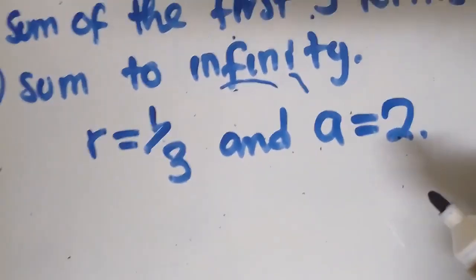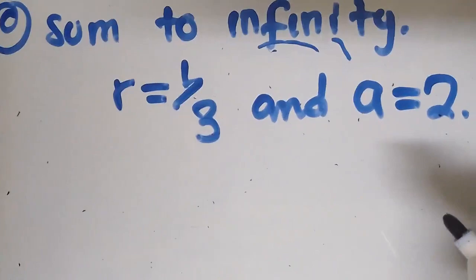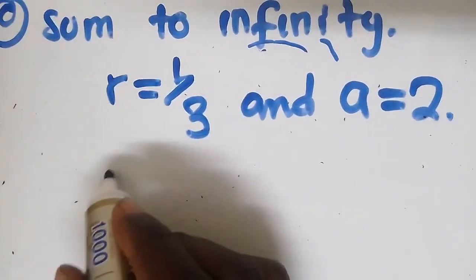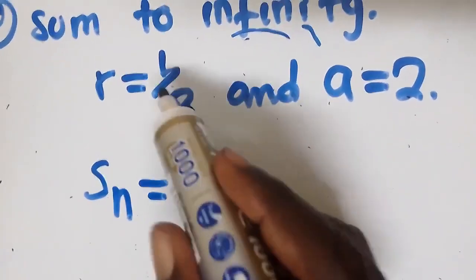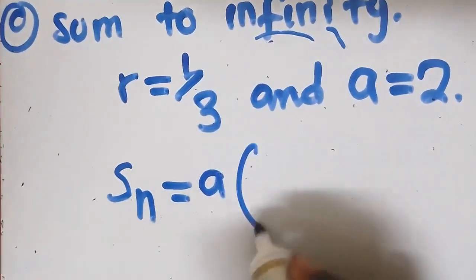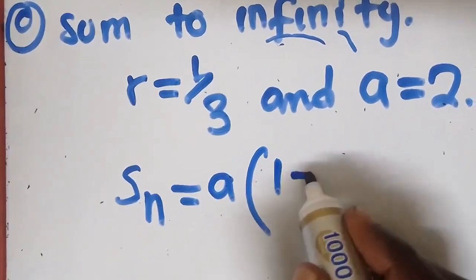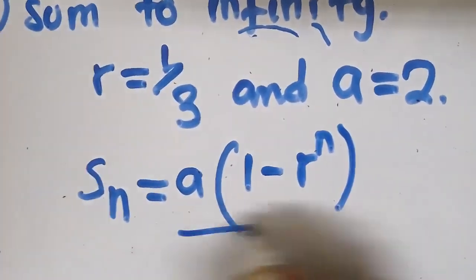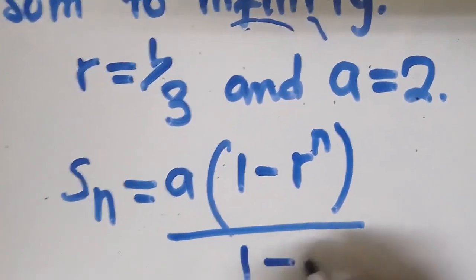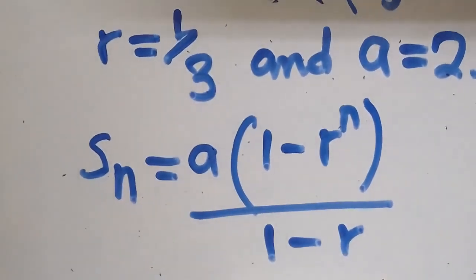Which formula am I going to use? So I've just illustrated that one. The formula that you are going to use, when the common ratio is less than 1, is S_n equals a times (1 minus the common ratio to the power n), over 1 minus r. This is the formula that you are going to use.